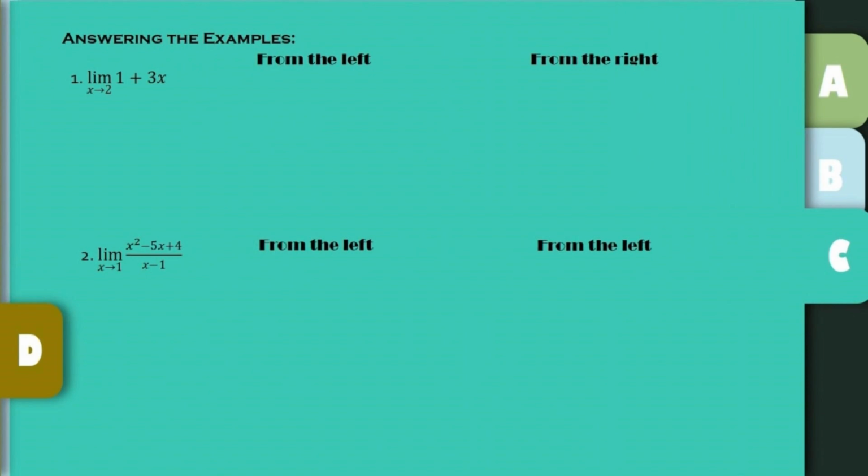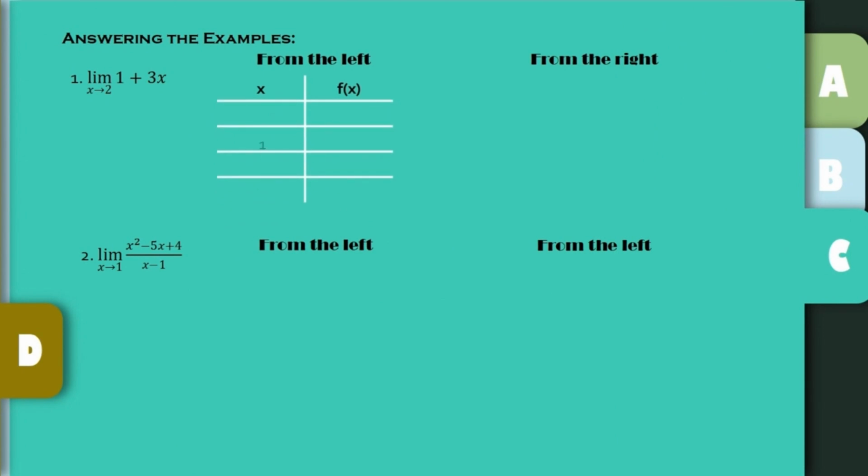On number 1, we have the limit of 1 plus 3x as x approaches 2. So your x will be 2, and you need to find the numbers that are closest to 2 and determine whether it has a limit of a value or does not exist, in other words DNE. In order to do that, we must do the table form first. So we write the table from the left and from the right.